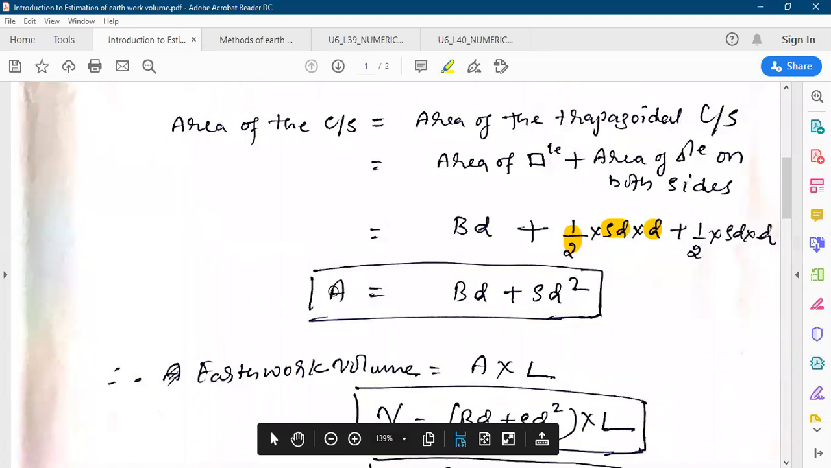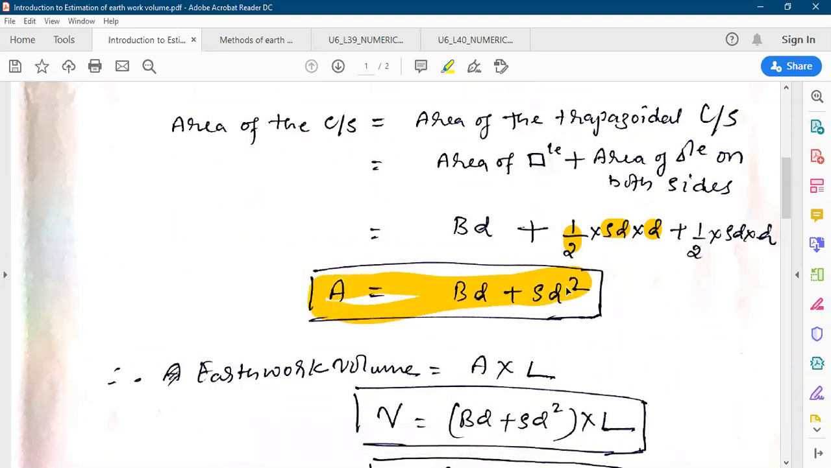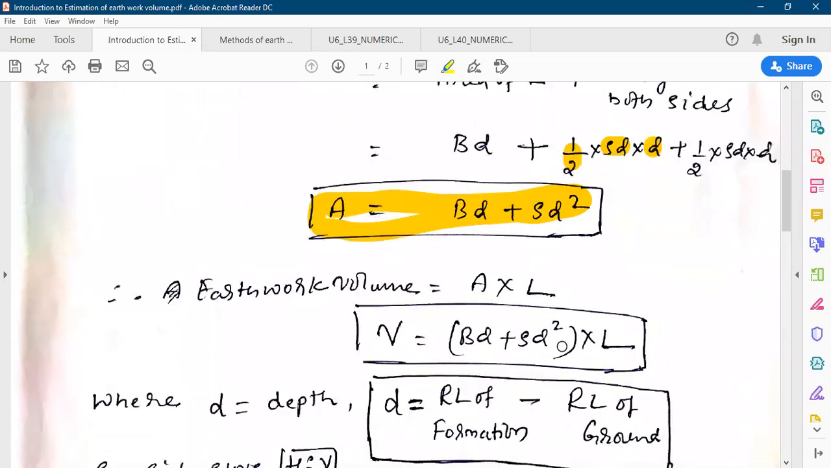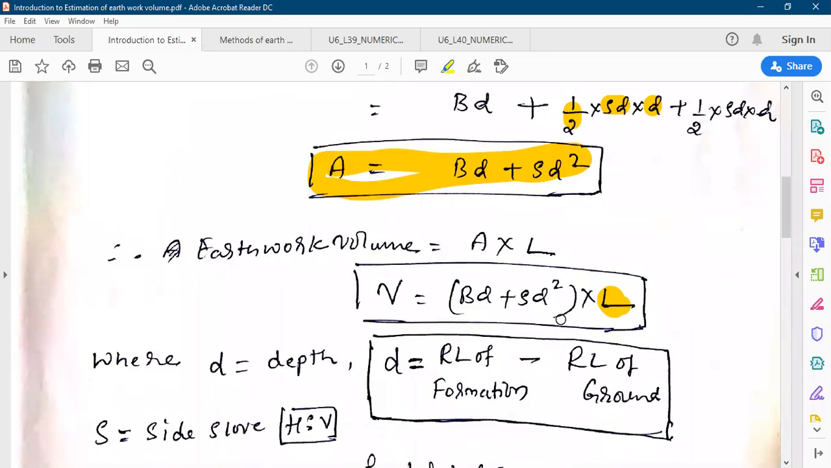Adding all this together, we get the area of the trapezoidal cross section as A equal to BD plus SD square, where B is the formation width, D is the depth of the cross section, and S is the side slope. Now we can multiply this area with the length in order to calculate the quantity of earthwork. This is the formula which we have seen in the previous class as well.